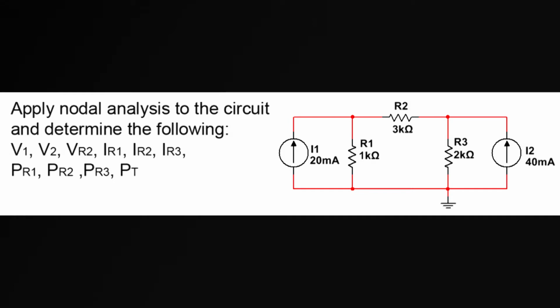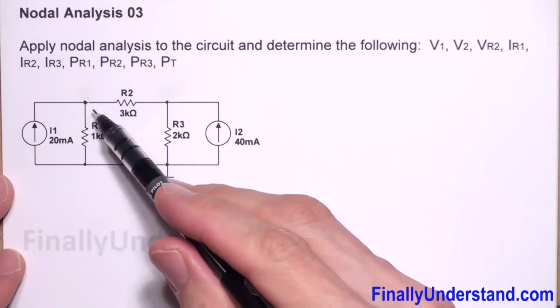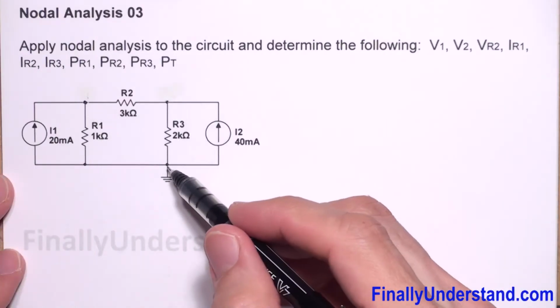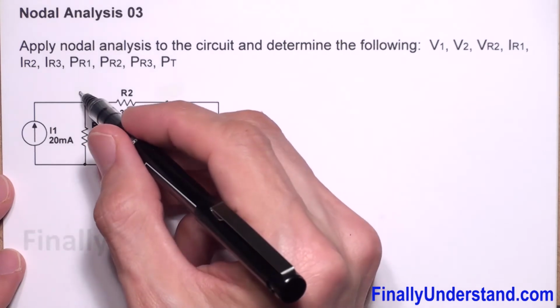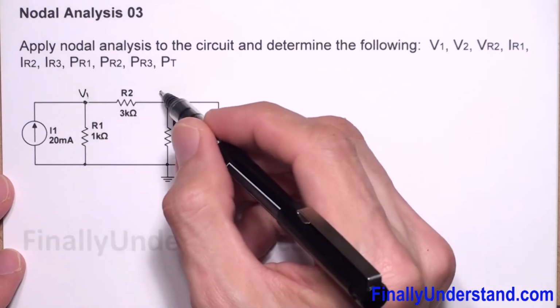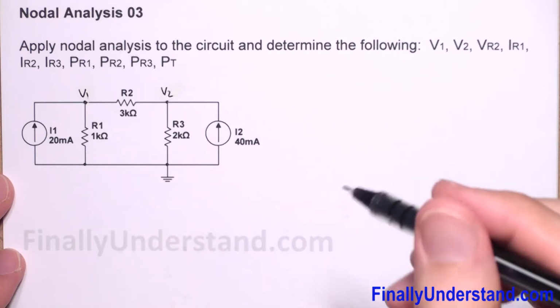Let's take a look at this example. First, we're supposed to count how many nodes we have in this circuit. We have 1, 2, 3 nodes. One of them is the reference node, that's why I'm not going to count. And this one I'm going to call V1, and this one is going to be my V2.